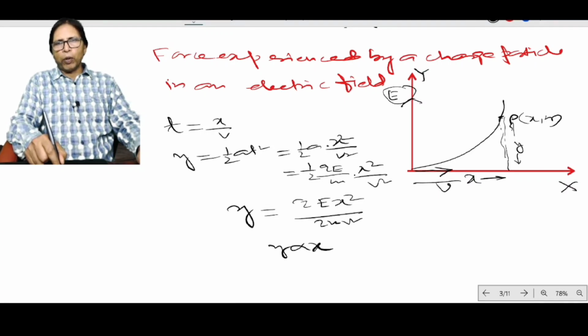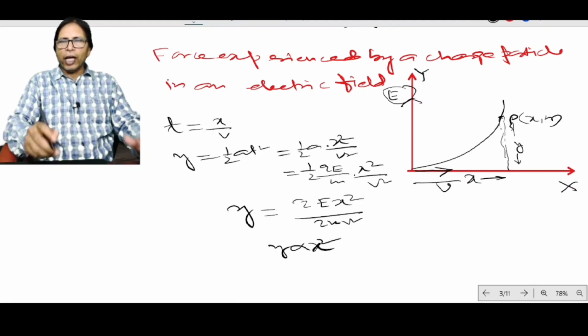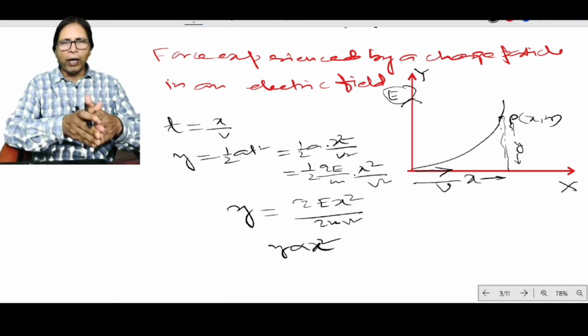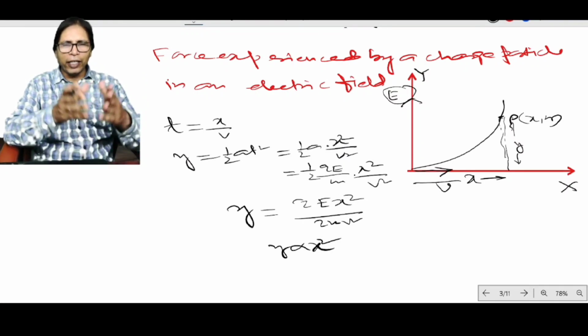Therefore, y is proportional to x². Therefore, the trajectory of the charged particle in a normal electric field is a parabola.